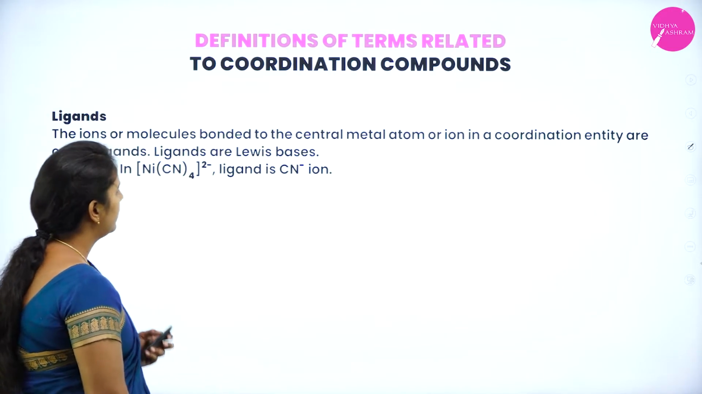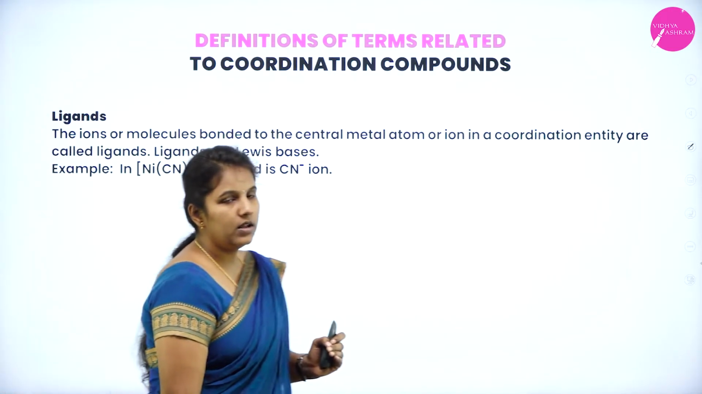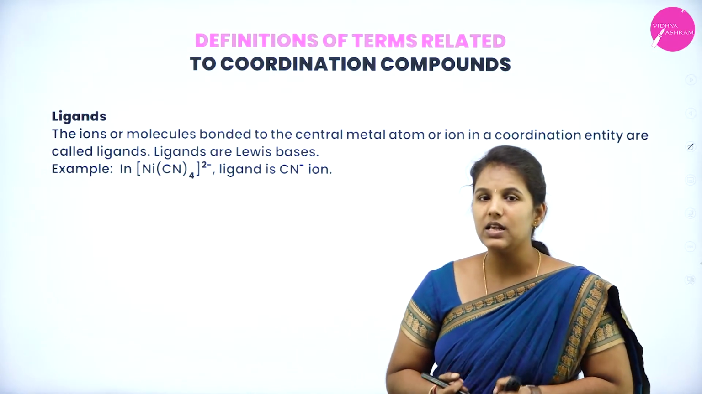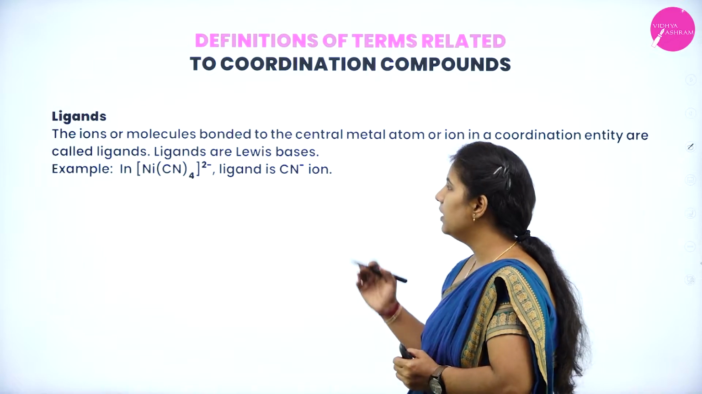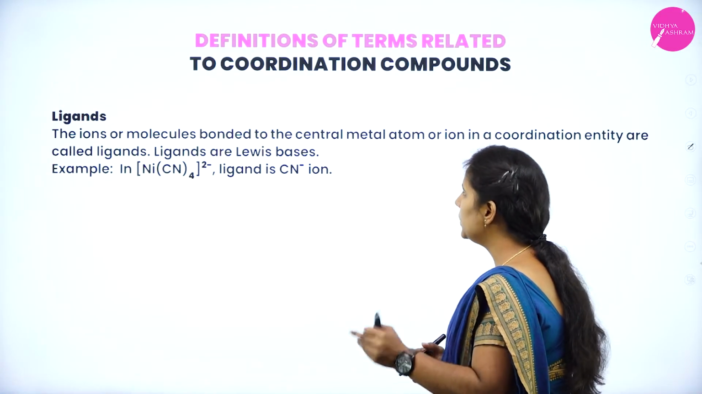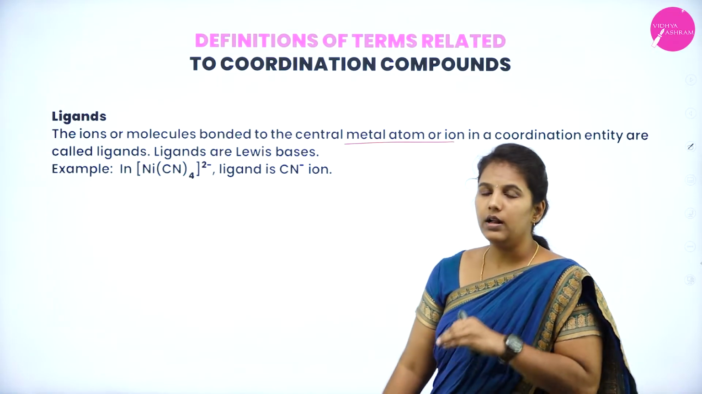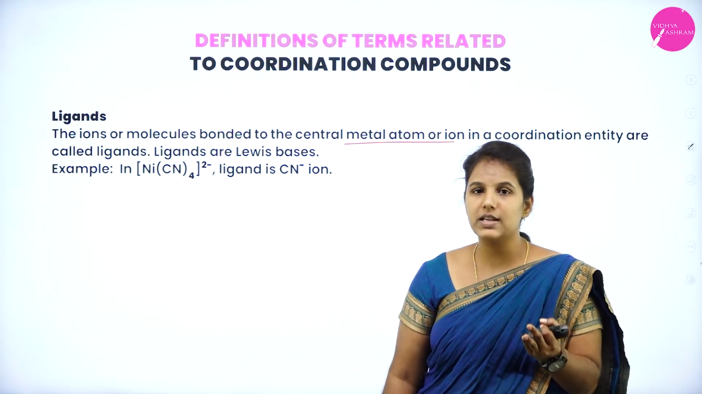Next is ligand. While writing this structure, I have also written the ligands. Let's see what ligands are now. The ions or molecules which are bound to the central metal atom by a coordination bond are known as ligands. So what is a ligand?